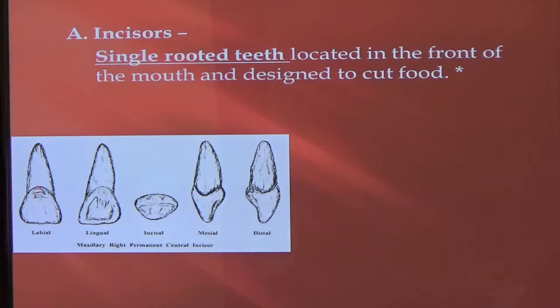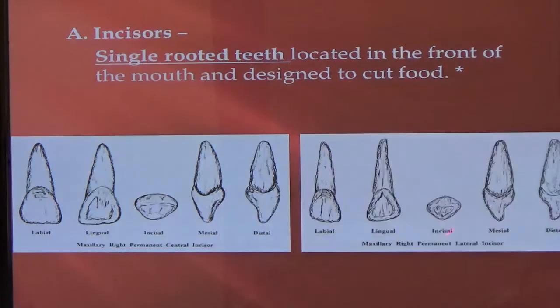So this is looking at it from the front, this is looking at it from the back, or the lingual. Labial meaning lip, lingual meaning tongue. This is looking at it straight down from the edge. It's called the incisal because you incise food. This is looking at it from the mesial, or towards the middle, and this is looking at it from the distal, or the furthest from the middle. And then the lateral incisors look like the centrals, but they're a little bit smaller. So you get central incisors, lateral incisors, single rooted in the front of the mouth.